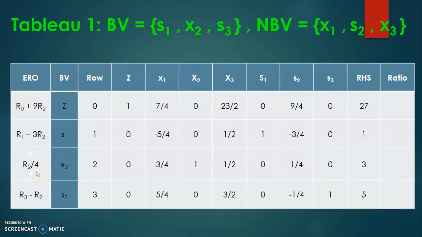ERO for row 2 is row 2 divided by 4. After our calculations, we get x1 equals 3/4, x2 equals 1, x3 equals 1/2, s1 equals 0, s2 equals 1/4, s3 equals 0, while the right hand side equals 3. ERO for row 3 is row 3 minus row 2. After our calculations, we get x1 equals 5/4, x2 equals 0, x3 equals 3/2, s1 equals 0, s2 equals -1/4, s3 equals 1, while the right hand side equals 5.